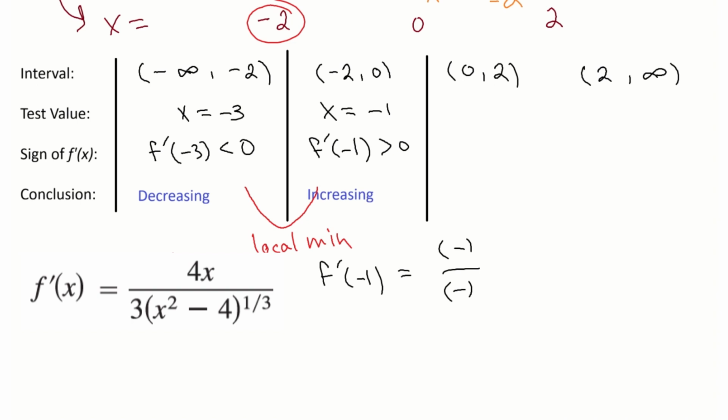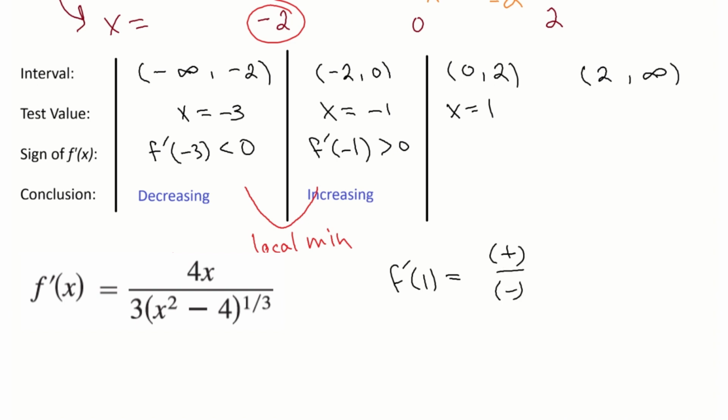Let's keep going and check the interval between 0 and 2. Let's pick x equals 1. What's f prime of 1? Is it greater than or less than 0? F prime of 1, the top is positive and the bottom is negative. The derivative is negative, meaning our function is decreasing on that interval. That means at x equals 0, we have a local maximum, because at x equals 0, the derivative changes from positive to negative.